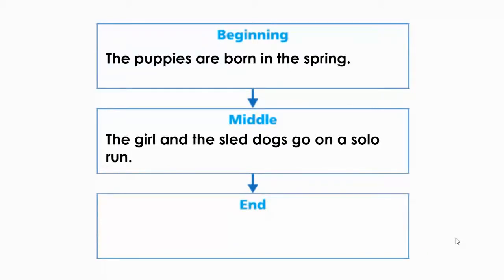So pause this video as you write in the sentence. The girl and the sled dogs go on a solo run. That is the big main event in the middle of the story.